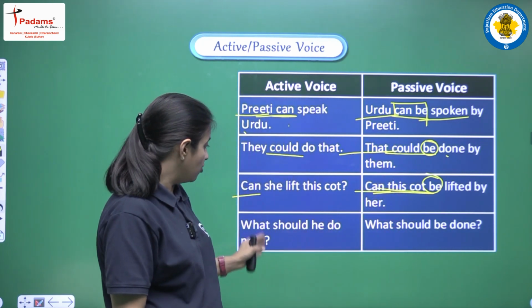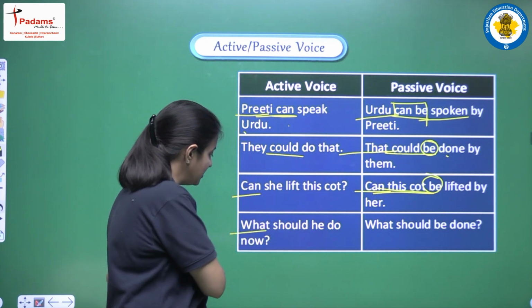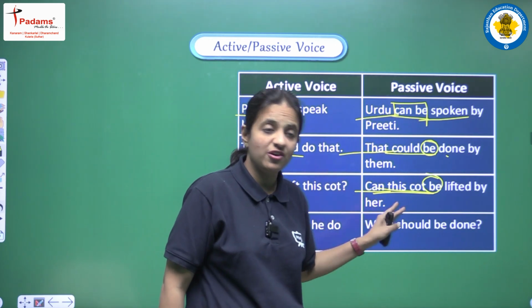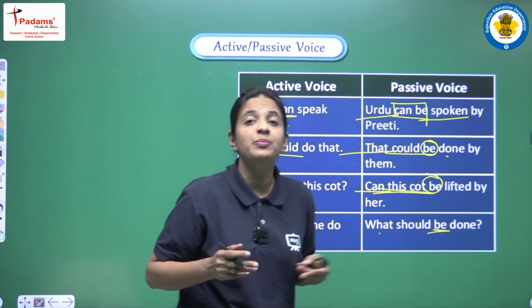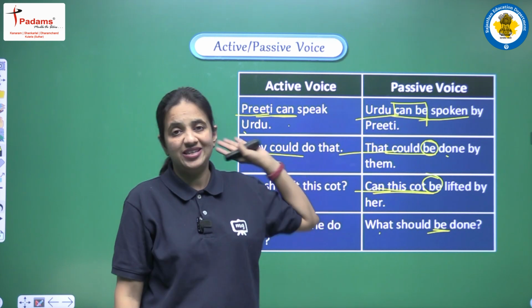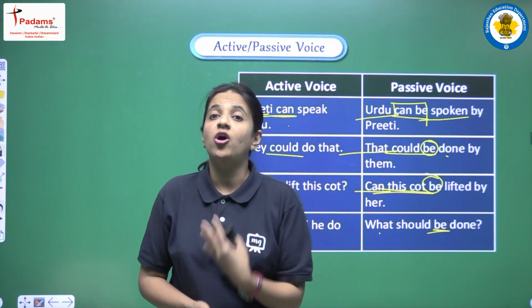Next example, what should he do now? So this is also an interrogative sentence. We are having one WH word here. So the same WH word we will write here, and we are having should. So with should we are adding be here, and then the third form of the main verb, right? So in this way we can change any sentence in which we are having any modal auxiliaries.